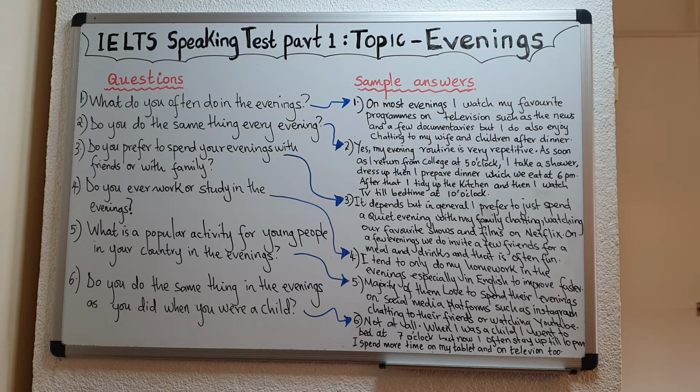Instead, you talk about favorite programs on television, and then you give some examples, such as the news and a few documentaries. But that's not all. You also spend some time chatting to your wife and children. Now, if you don't have a wife or children, then you can say, I also enjoy chatting to my friends and family members online or on the phone, okay?